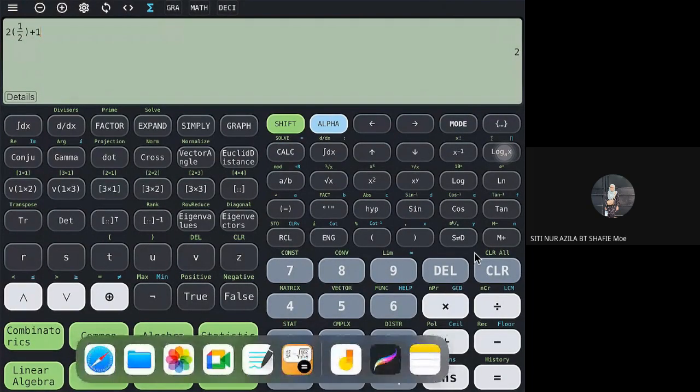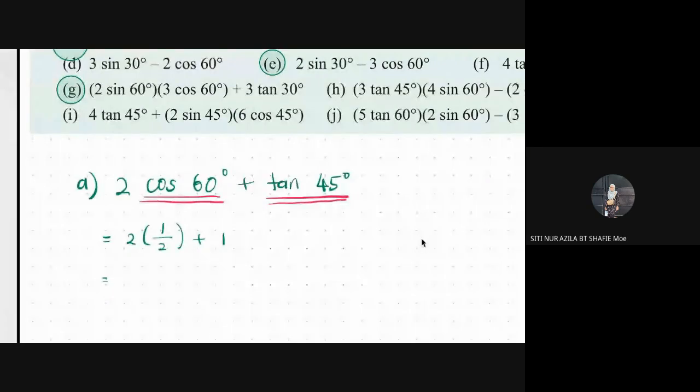You can just cancel, add, then you get equal to 2. Use a calculator also can for your final answer, or do it without a calculator also can for this one.